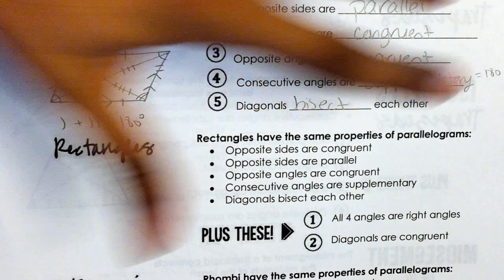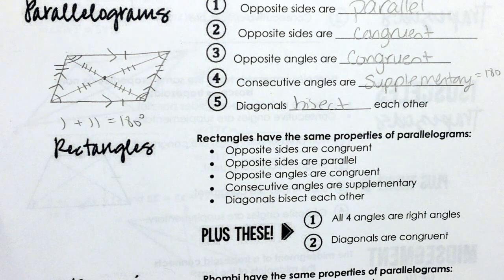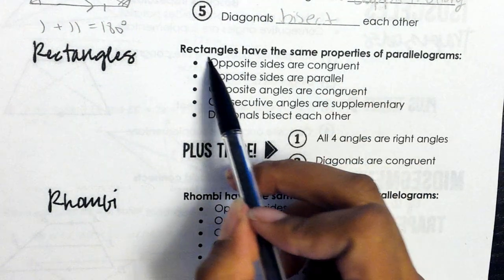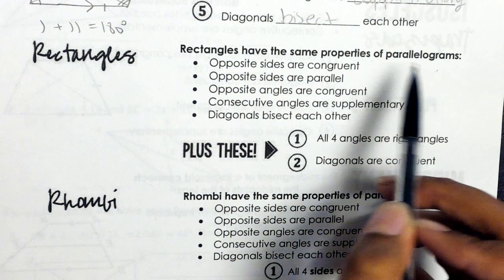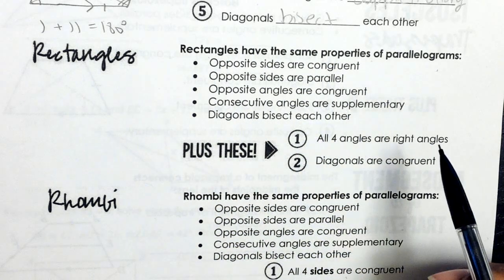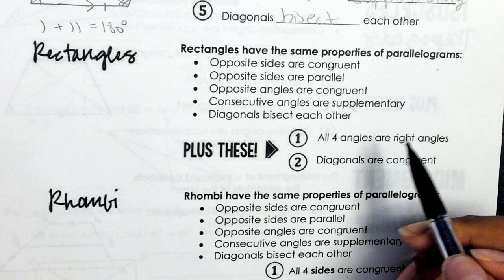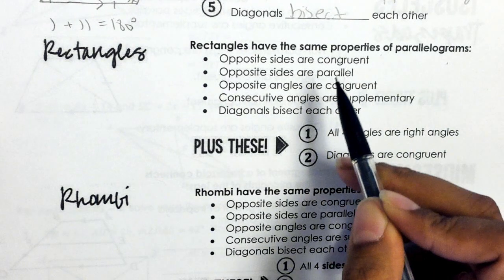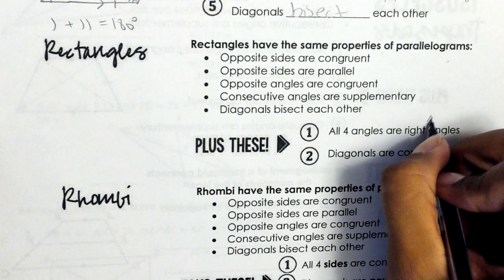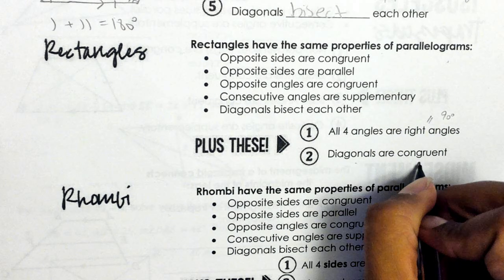Those are the rules that apply every single time, and you can use them in order to solve for a problem. Alright, let's move up to rectangles. Now, as you can see, rectangles have the same properties as parallelograms. So opposite sides are congruent, opposite sides are parallel, opposite angles are congruent. So let's go ahead and add to this. So it's all of that, but all four angles are right angles, which means 90 degrees, and diagonals are congruent.